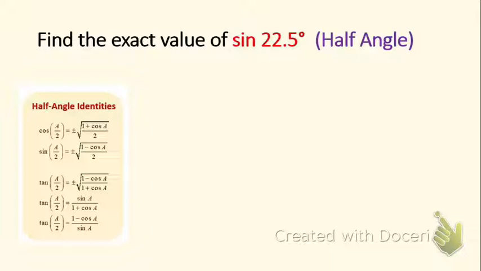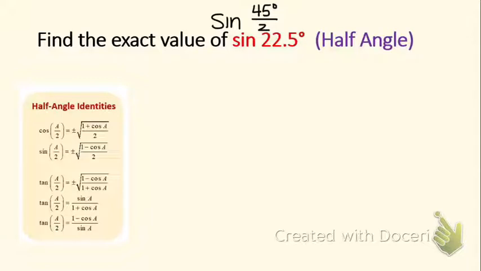So if we take 45 degrees, so we're going to take the sine of 45 degrees over 2. That's what we're going to do in order to get the 22.5.